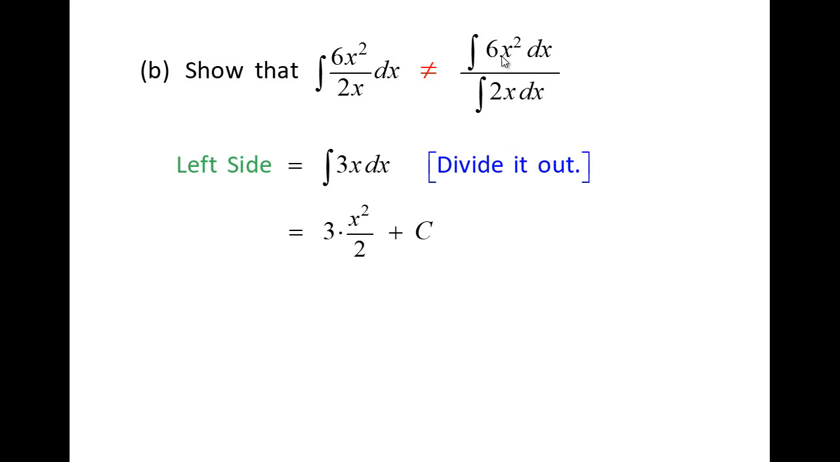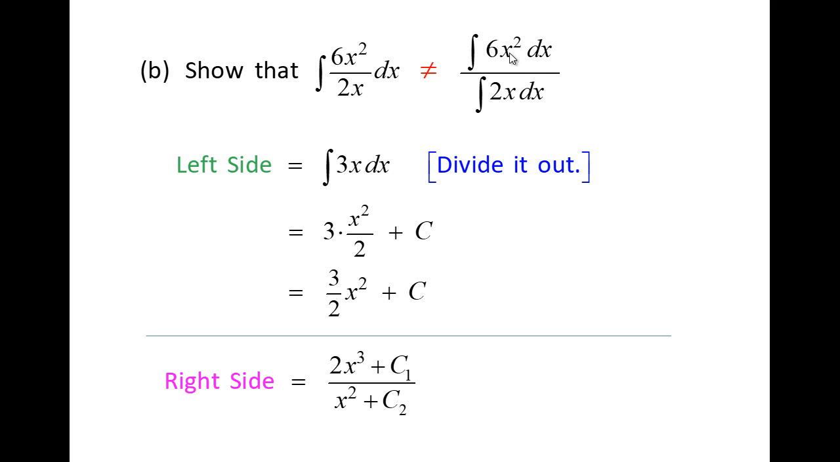On the right hand side, the integral of 6x squared is going to be 2x cubed plus a constant, and the integral of 2x here would be x squared plus a constant. So on the right hand side here I'm getting this, which obviously isn't the same. When you divide the numerator by the denominator here, we're going to end up with 2x plus some other terms here. But the point is these two are not the same.